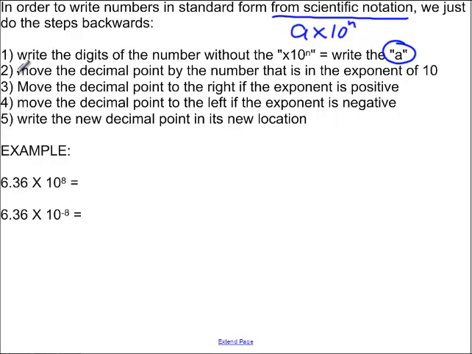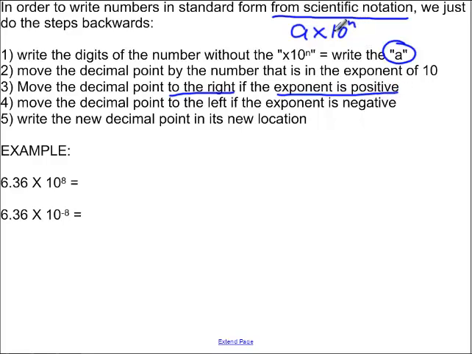Step number 2 is move the decimal point in our a by the number that is in the exponent n. So n is going to give us a number. Remember, those are integers: -3, -2, -1, 0, 1, 2, 3, things like that. We're going to move our decimal point that number of spaces. If it's -3, we'd move it 3 spaces. If it's +5, we'd move it 5 spaces. And which way do we move it? Move the decimal point to the right if the exponent n is positive.